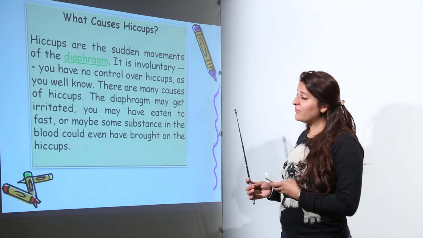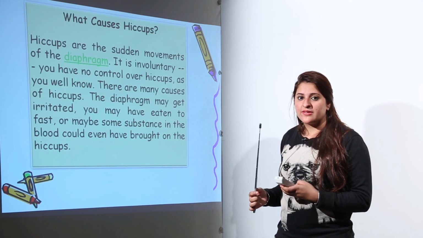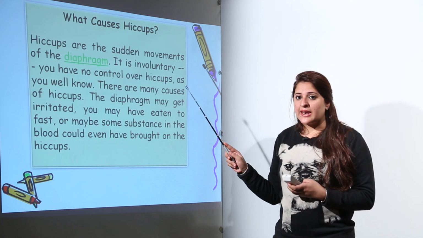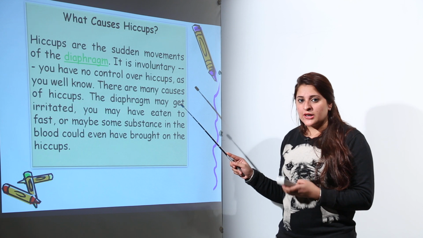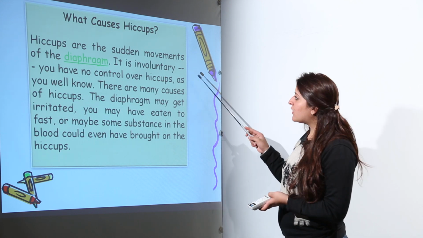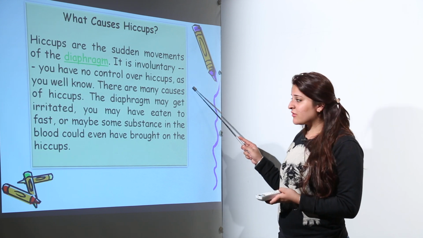The next reason is why there are hiccups. Hiccups are the sudden movements of the diaphragm itself. These movements of the diaphragm are not at all voluntary, because they are not under the will of an organism. It is involuntary. You have no control over hiccups, as we all know.